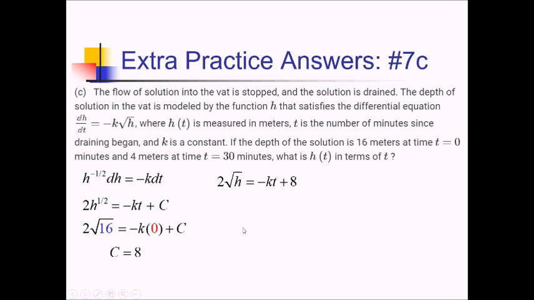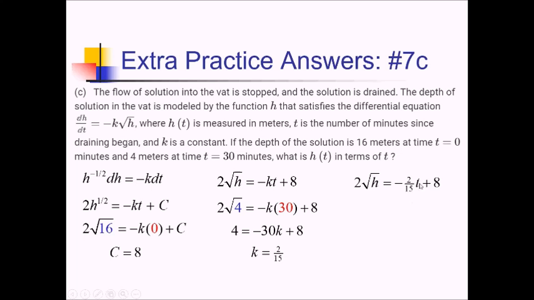So we have 2 radical 4 equals negative 30 times, or negative 30k basically. So we've got, let's see, 2 times radical 4 is just going to be 4. So we have 4 equals negative 30k plus 8. Subtracting 8, that gives us negative 4 on the left. Negative 4 divided by negative 30, that reduces to 2/15. So that's our k value. We can now go back and plug in k right here to write 2 radical h equals negative 2/15 t plus 8. So we're looking good here.